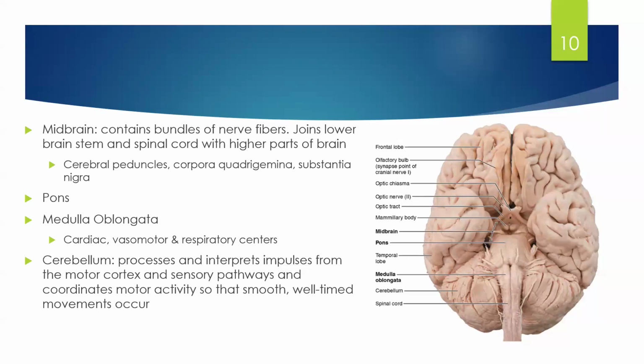And then our cerebellum, which is down here, right here. And on this side, we have two. It processes and interprets impulses from the motor cortex and sensory pathways and coordinates motor activity so that smooth, well-timed movements occur. The cerebellum receives sensory impulses from receptors in muscles, tendons, and joints. Because of that, it serves as a reflex center for muscles.